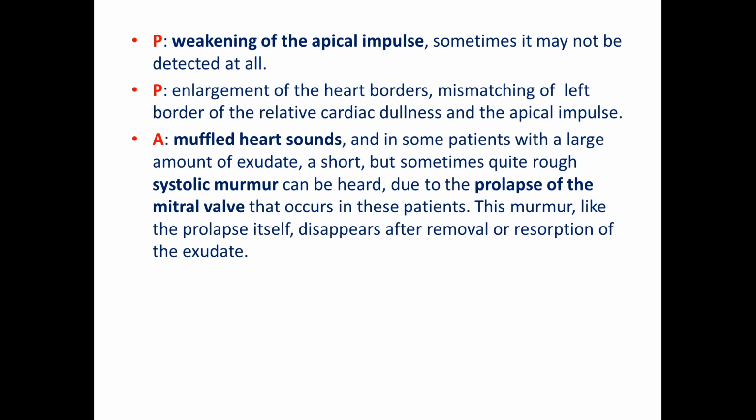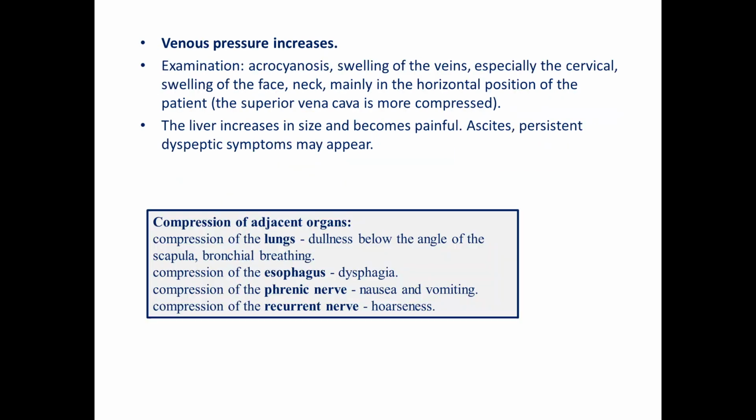By auscultation, muffled heart sound will be heard, with diminishing of first and second sound, and in some patients with a large amount of exudate, a short but sometimes quite rough systolic murmur can be heard due to the prolapse of mitral valve that occurs in this patient. This murmur, like the prolapse itself, disappears after removal or reabsorption of the exudate.